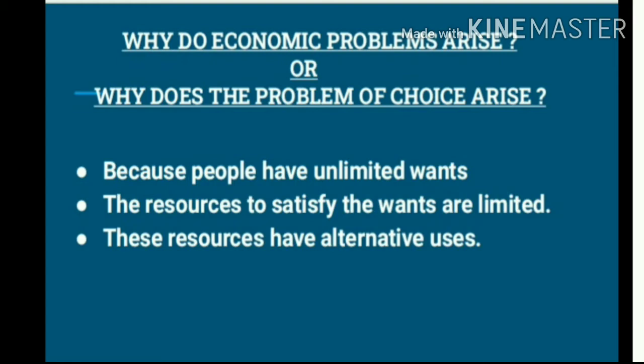The second reason is the resources to satisfy these wants are limited. Even though our wants are unlimited, the resources through which those wants can be fulfilled are not unlimited. They are very much limited. And not only that, these resources also have alternative uses. That means the resources are not only scarce, but they can also be put to various uses. So that is why the problem of choice arises, and that is why the various economic problems arise.